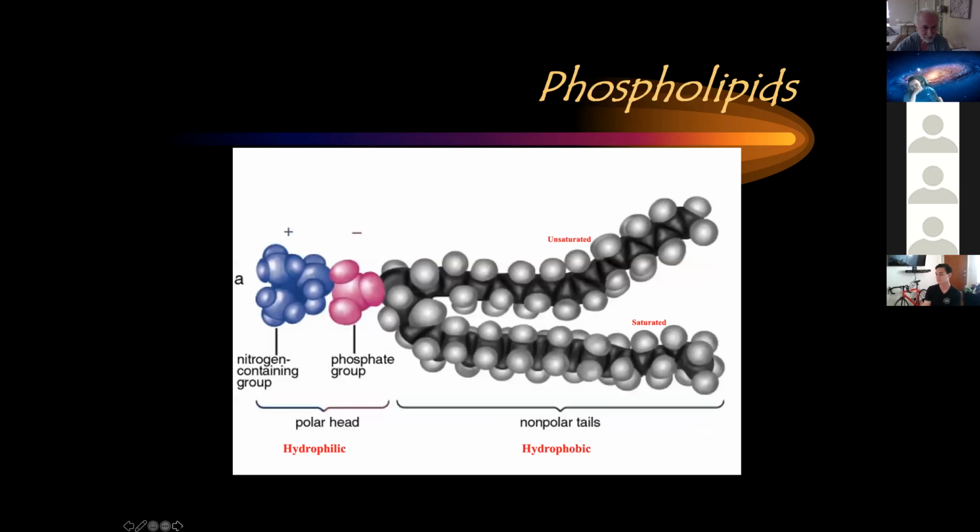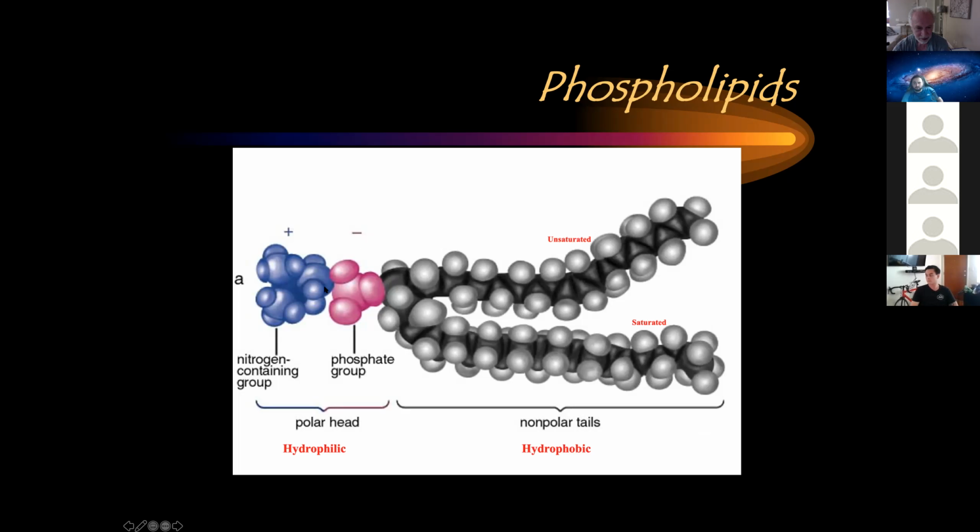Next, the phospholipids. Phospholipids have three components: a nonpolar tail and a polar head composed of a phosphate group and another group containing nitrogen, which has a positive charge. The phosphate group has a negative charge. And of course, the hydrophobic tail has no charge. And the hydrophobic tail can be either saturated or unsaturated.